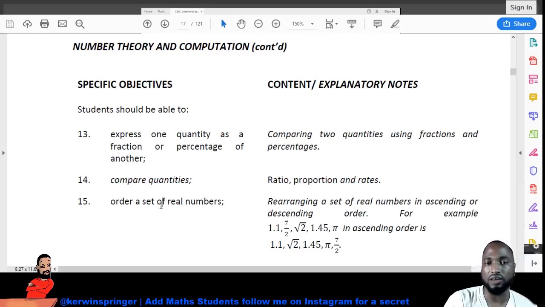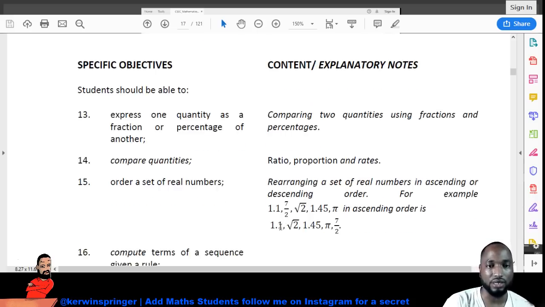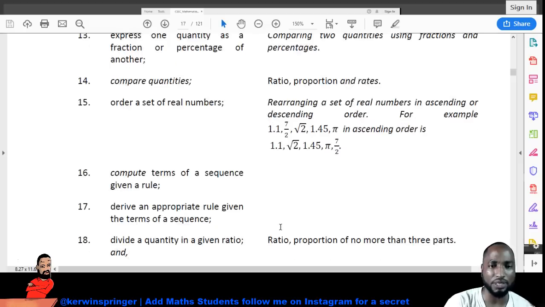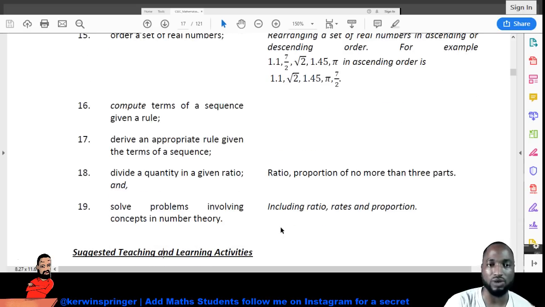Order a set of real numbers. You need to know how to put them in order. Basically, change all of these things to decimals and then find out which one is in order. Right now, we are looking at the syllabus and then we're going into questions. I know lots of people just love to see the questions, but it's important to know exactly what you need to know. Compute terms of a sequence given a rule.